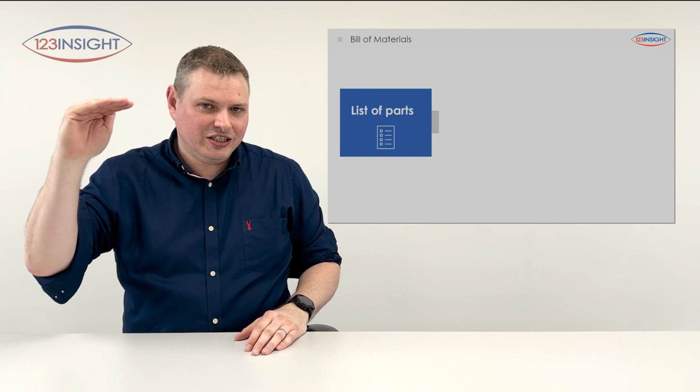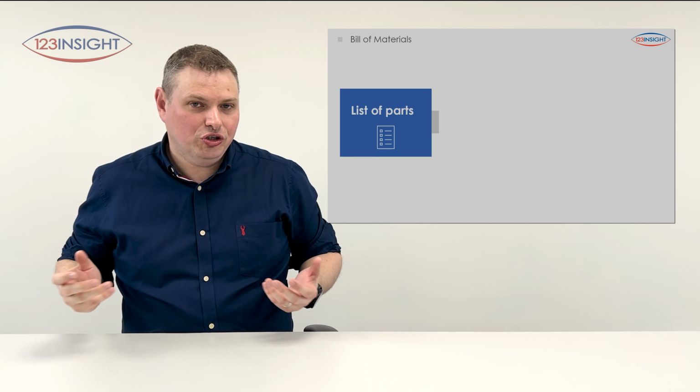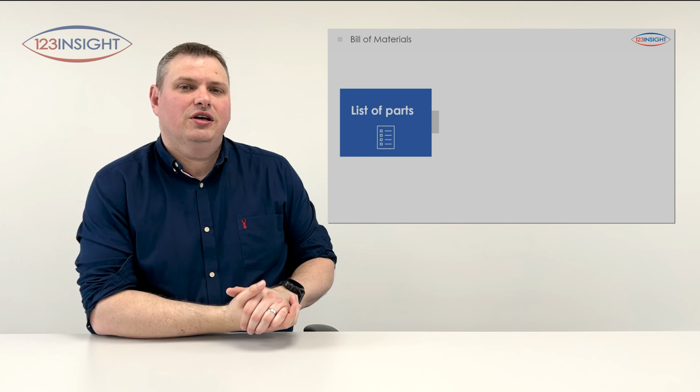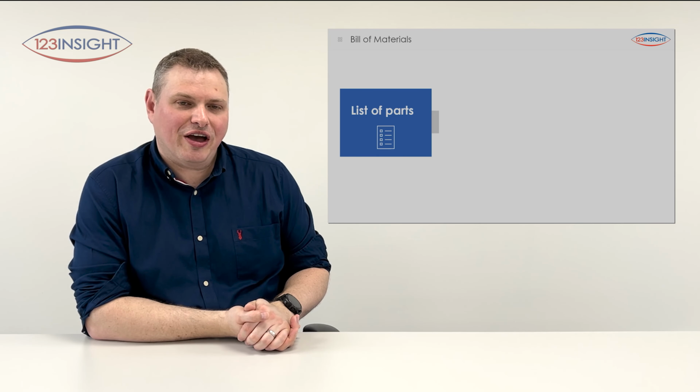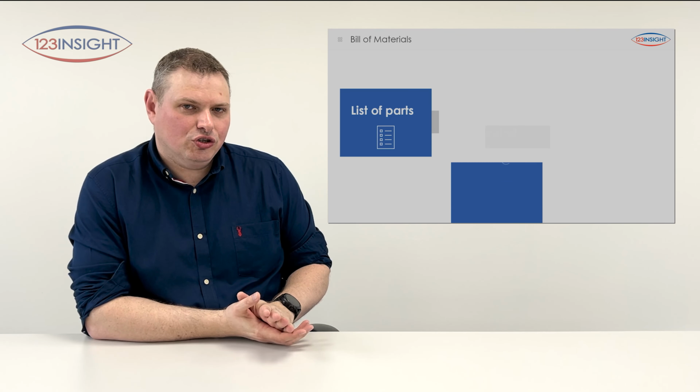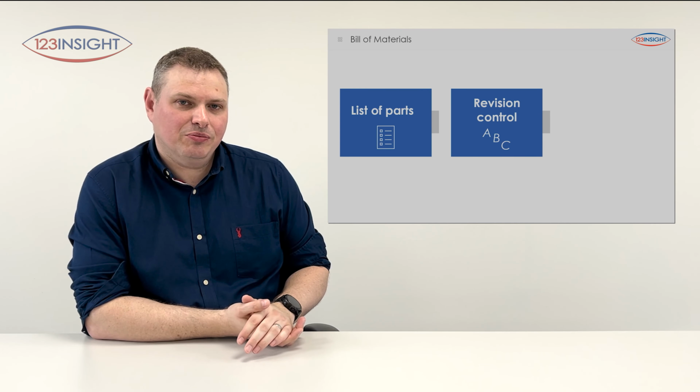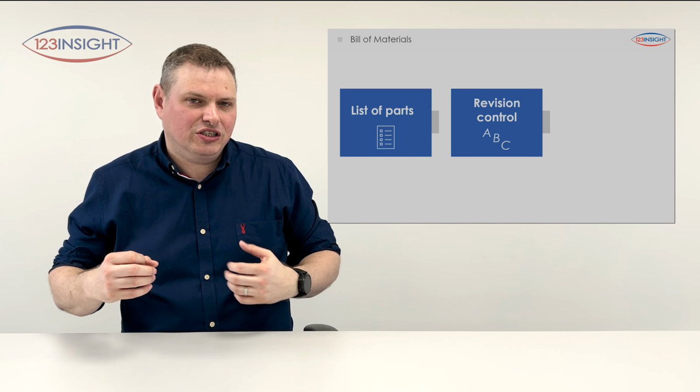It's an itemized list of the components that you're going to use, or the parts that you're going to use, to make up whatever it is you're manufacturing. Now that gives you control within an ERP type system because it contains a number of different factors. We'll talk about some of those.